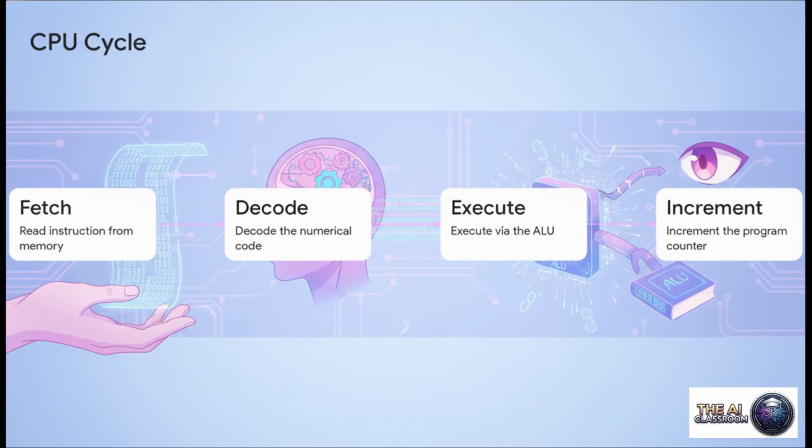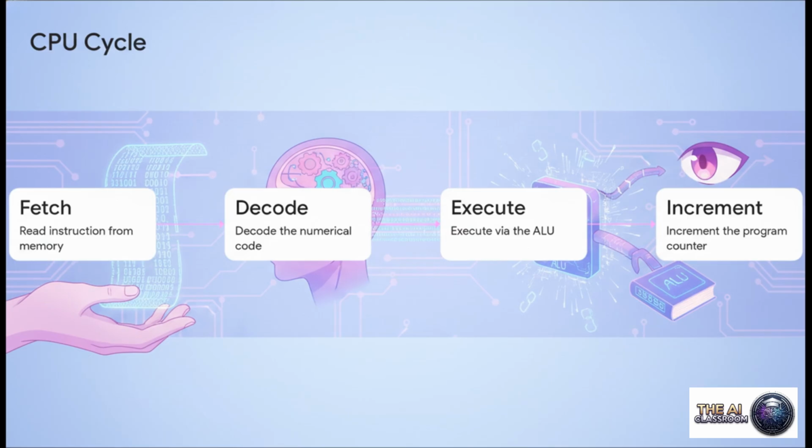So how does the CPU actually read this software? Well, it uses a continuous loop called the fetch, decode, execute cycle. Step 1, the control unit reads or fetches the next instruction from memory. Step 2, it decodes that numerical binary code into control signals. Step 3, it executes the instruction, often sending it over to the arithmetic logic unit to do the heavy math.